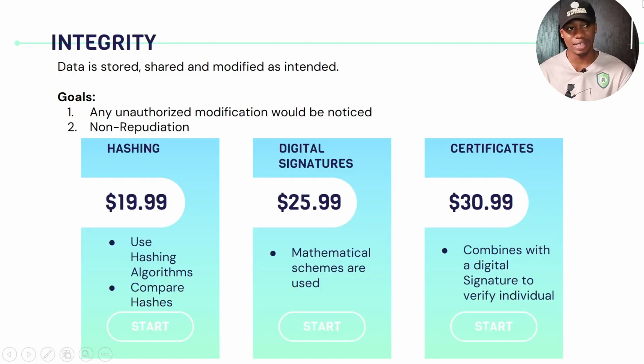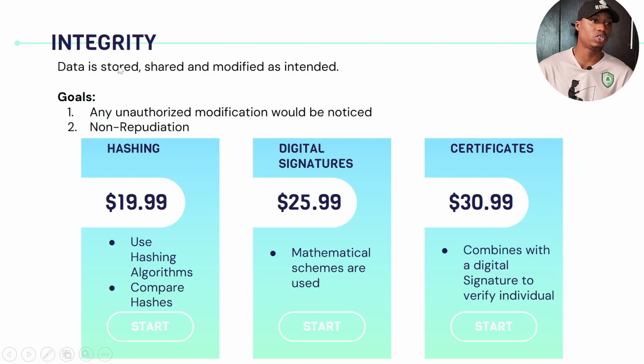Let's look at integrity. So this is another important part. Data is stored, shared, and modified as intended. That is what integrity is supposed to ensure, that data is not just stored, it's shared and modified as intended. Okay, so the goal of integrity is that any unauthorized modification would be noticed. So if I send a Word document to somebody and then the person modifies it and sends it back to me, I should know that this document has been modified.